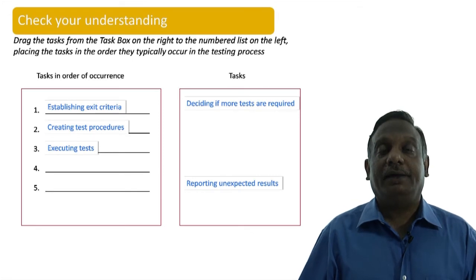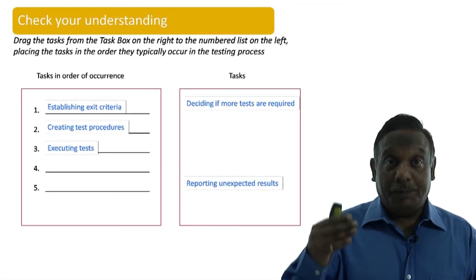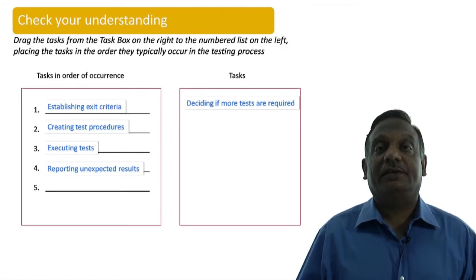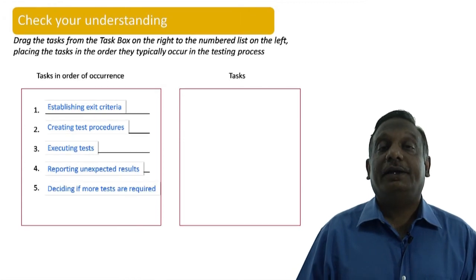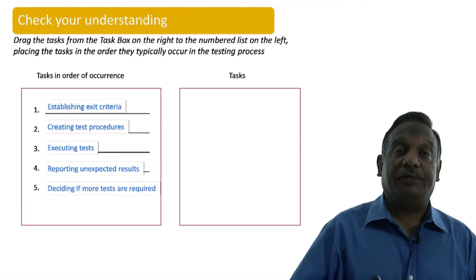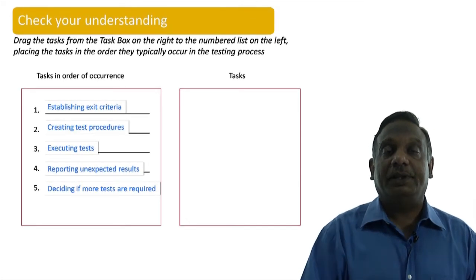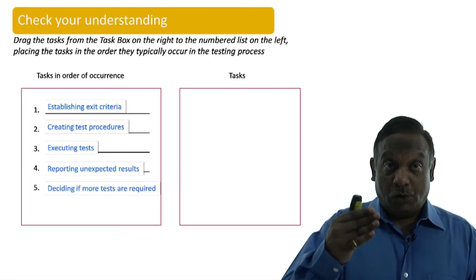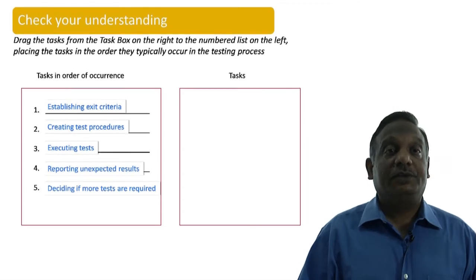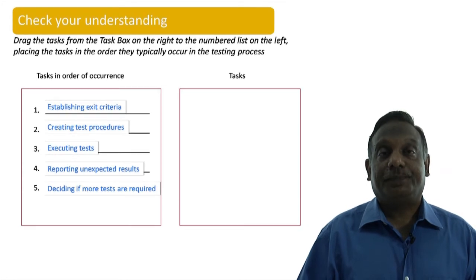Then followed by evaluation of exit criteria. At that time, what happens? You report any unexpected results, and when you sit and evaluate exit criteria, you will decide if more tests are required or not. So this is how, from a fundamental test process point of view, these 5 tasks happen in this order. So hope you have understood the test implementation, execution, as well as evaluation of exit criteria and reporting.